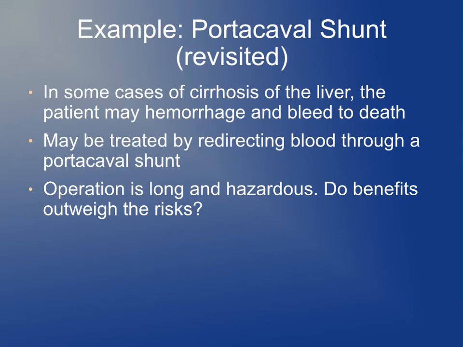Another example of things that can go wrong if you use suboptimal experimental design is the portacaval shunt that we discussed briefly in the first lecture. As you'll recall, in some cases of cirrhosis of the liver, a patient can start to hemorrhage and eventually bleed to death. You can try to treat this by redirecting blood through a portacaval shunt. Problem is, it's a really hazardous procedure, and they may die as a result of the procedure rather than the bleeding. So the question becomes, is it worth the risk?